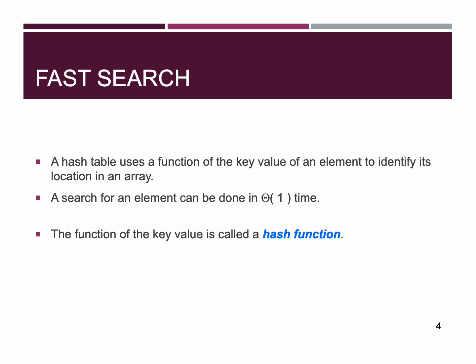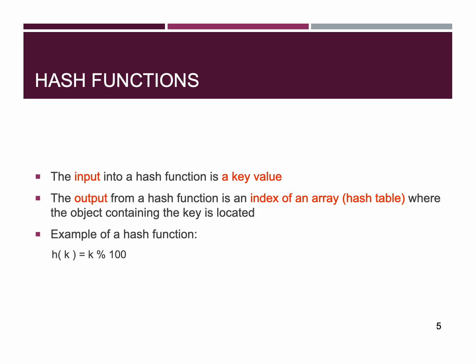Now, let's discuss the key component that makes hash tables so effective, which is the hash function. The hash function is a function that takes an input called a key value and generates an output, which is the index of an array where the element is stored. This index tells us exactly where to look for the element, allowing for quick access.